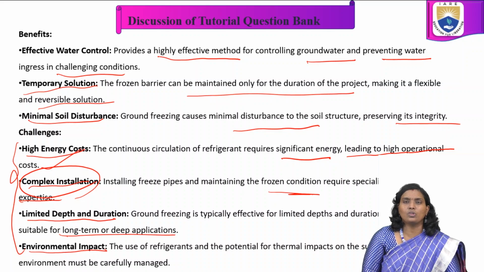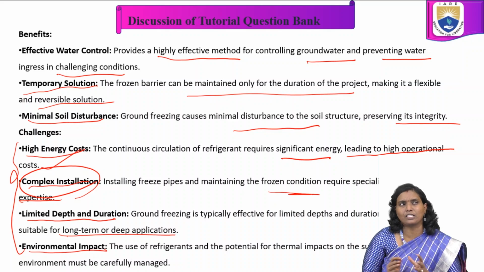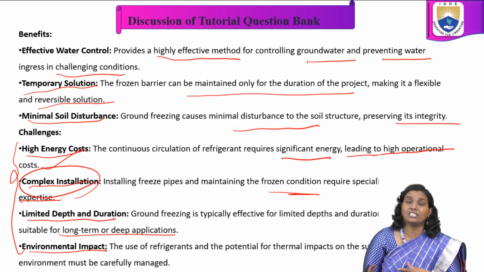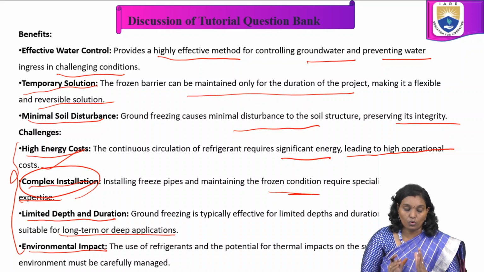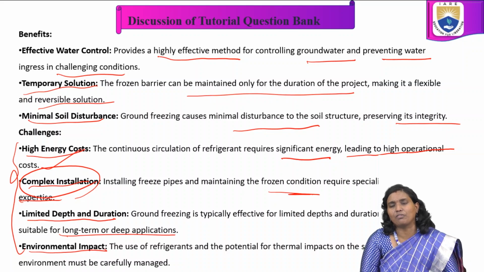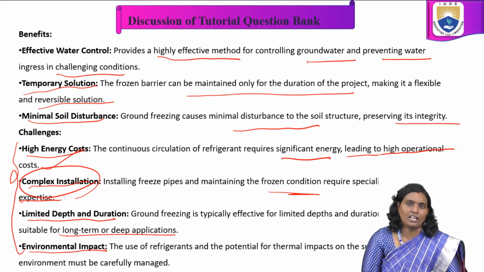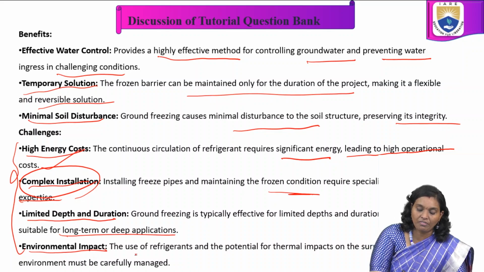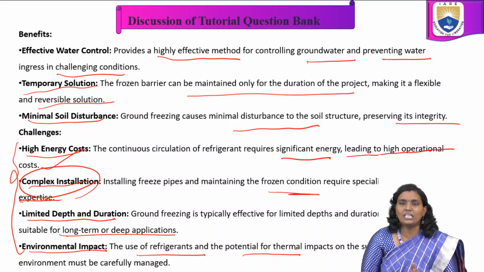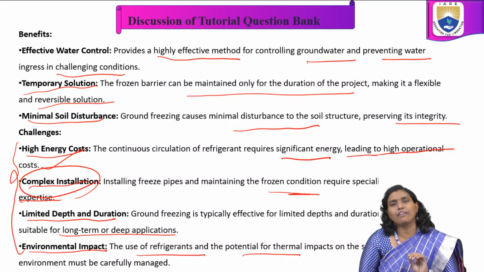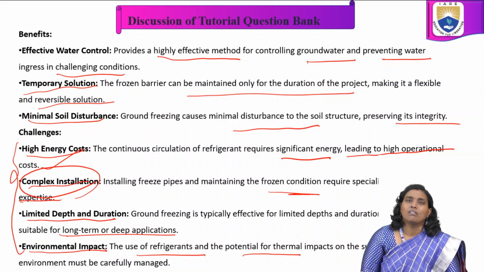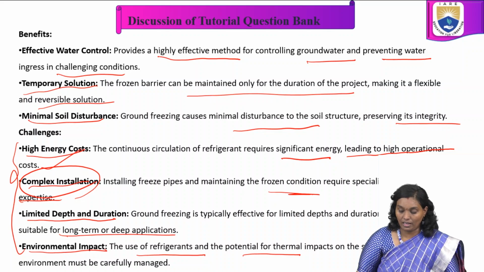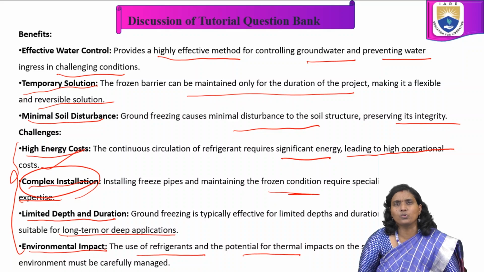And one more is the use of refrigerants and the potential for thermal impacts. We are doing the freezing and thawing, and reversing after completion of the project. Environmental concerns are there; those are the impacts we face using this ground freezing technique. Further, we must obtain the desired properties of the soil as per the requirement of the construction work. The use of these refrigerants and the potential for thermal impacts on the surrounding environment must be carefully managed. This is one more major challenge in ground freezing.